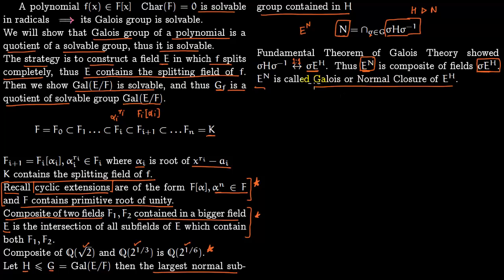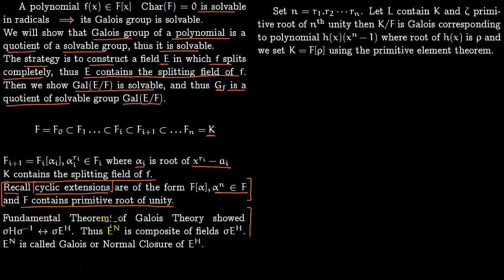So the important thing is, to construct such a normal closure, you need to take a composite of fields of this form, sigma E_H. So this is important. So to construct a closure, you need a composite of fields, and this is what we are going to do to prove this result. So now we have copied this here. The fundamental theorem of Galois theory showed us there was a one-to-one correspondence here, and this E_N is made up of composite fields like this, and this E_N is the Galois, the normal closure. So whenever we have this Galois or normal closure, it will be made up of composite fields like this.